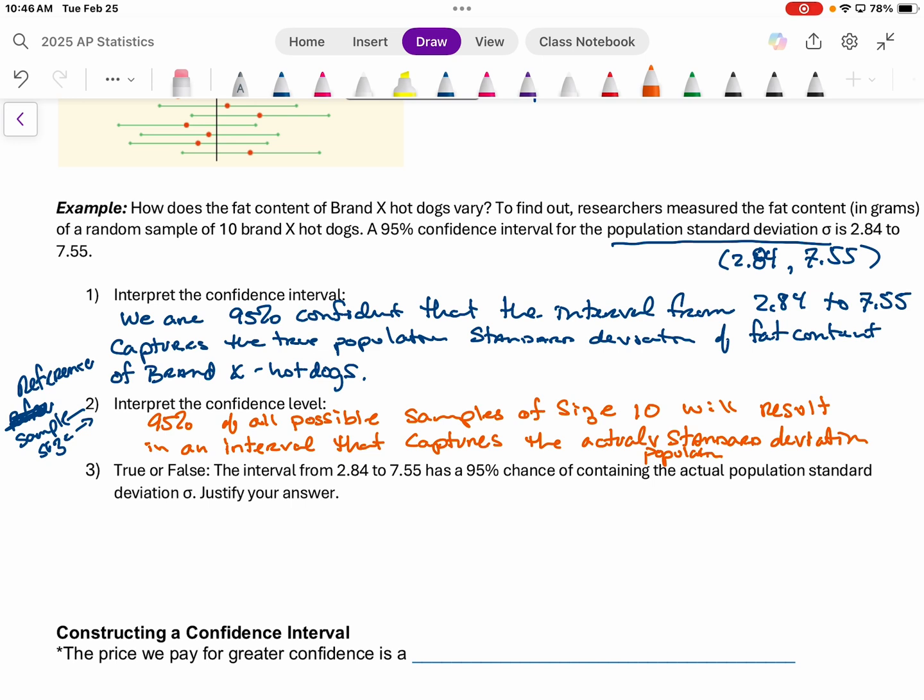Any questions so far? All right, so next one. True or false? The interval from 2.84 to 7.55 has a 95% chance of containing the actual population standard deviation. Is that true or is that false?